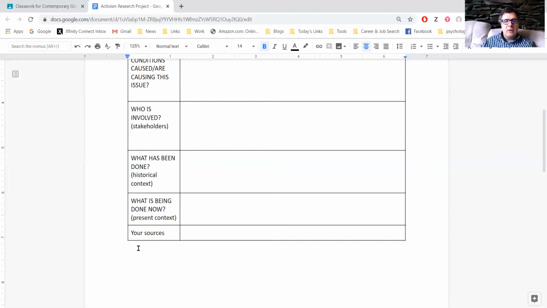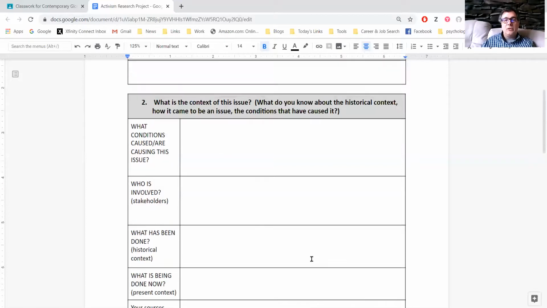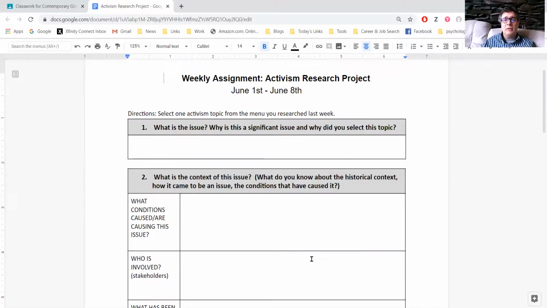And finally, down at the bottom, your sources. Okay, what resources did you use? And it's good to put the URLs in there so that you have them and you can pick up where you left off when you're done with this assignment.